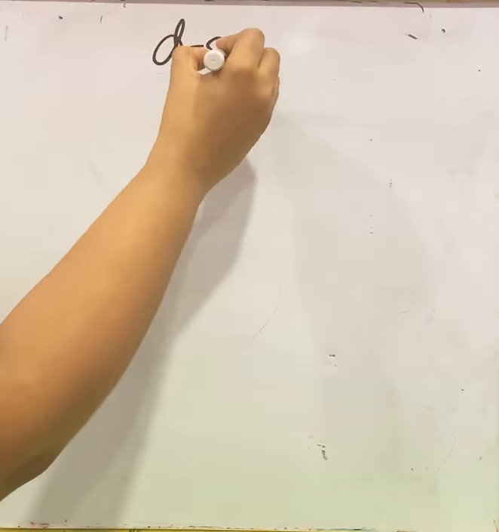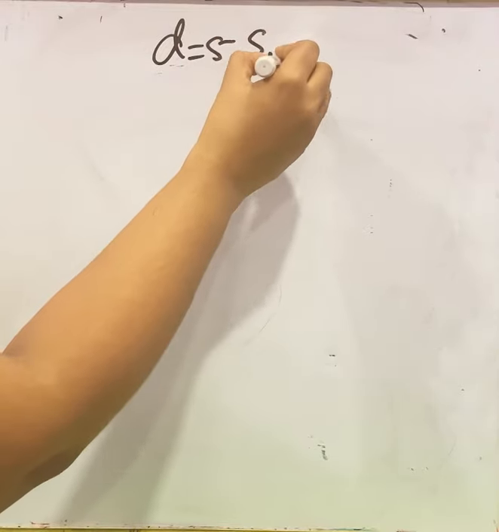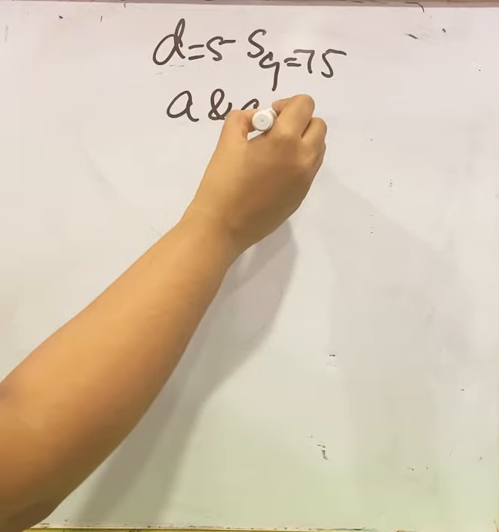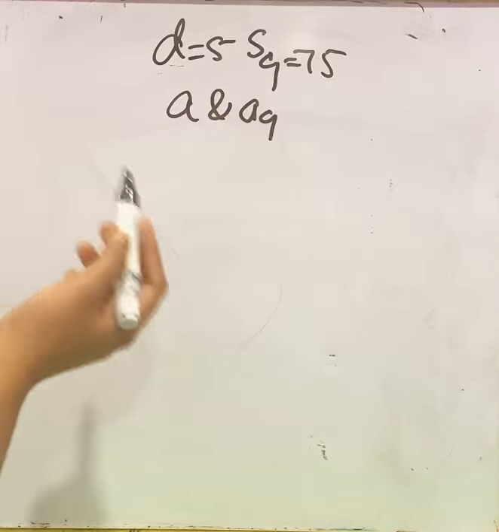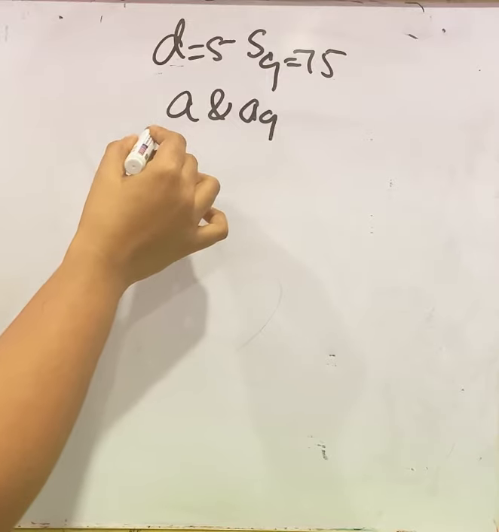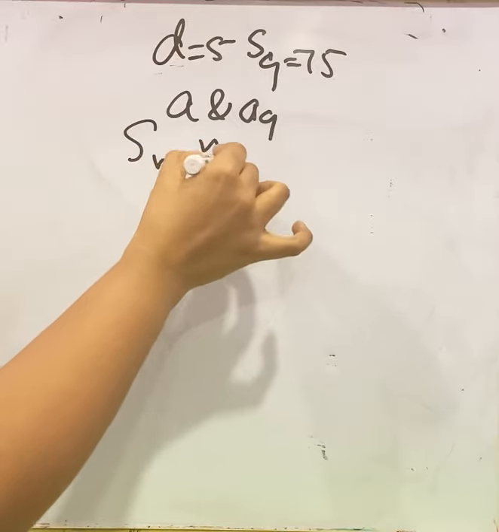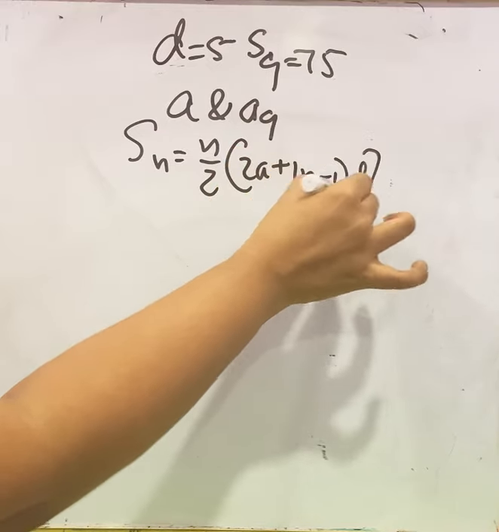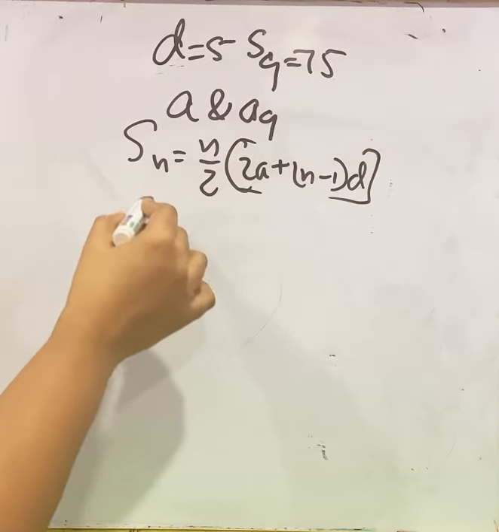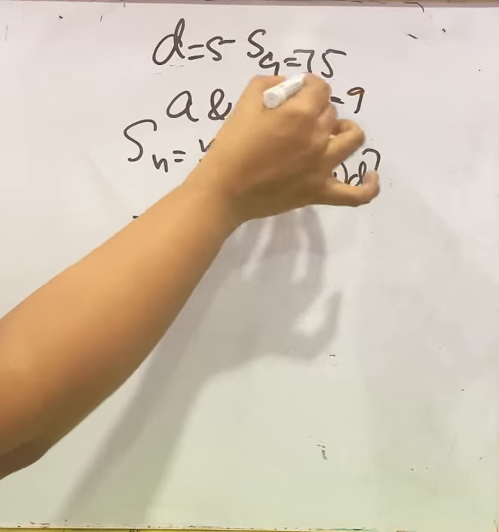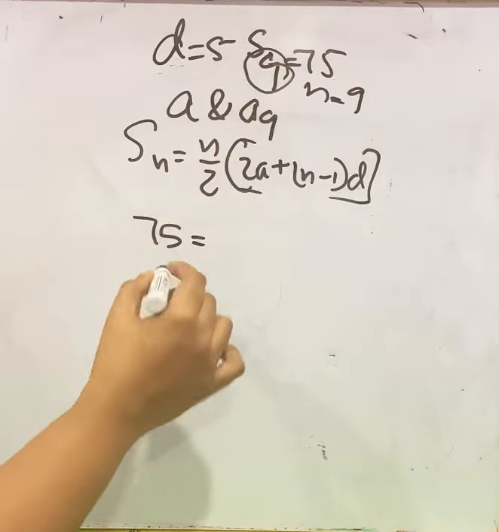Next question. Given D equal to 5, S9 equal to 75. Find A and A9. Here S9, that is the sum of n terms in an AP, is given. We can consider that equation first. Sn equal to n by 2 into 2A plus n minus 1 into D. Here S9 is 75. Then n equal to 9. So n equal to 9.